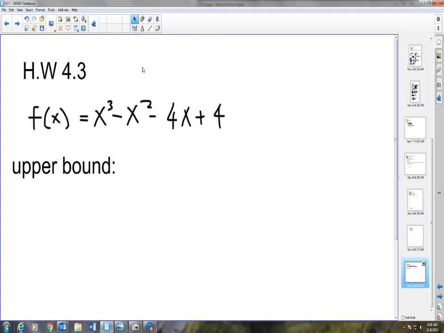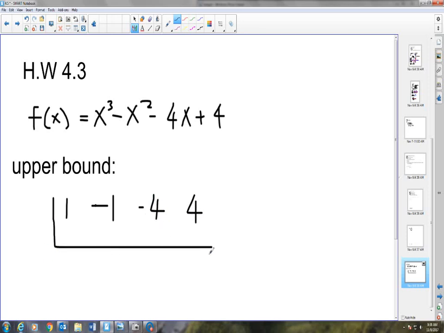When we do the bounds for the upper bound, remember the last row of the synthetic division cannot be negative. The biggest issue, I believe, is what happens if there is a 0 here. So I'm going to try the smallest integer, which is positive 1. Let's check it out. You know what? I'm going to go back.